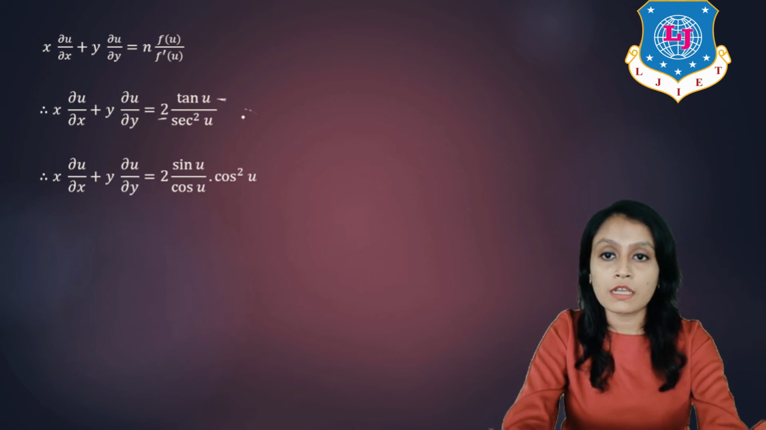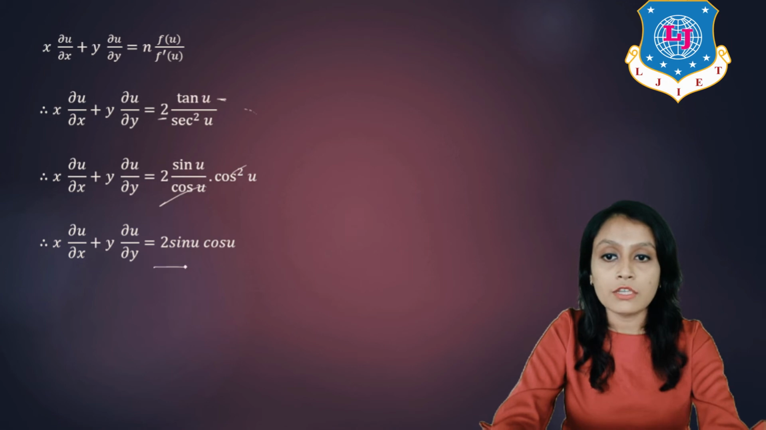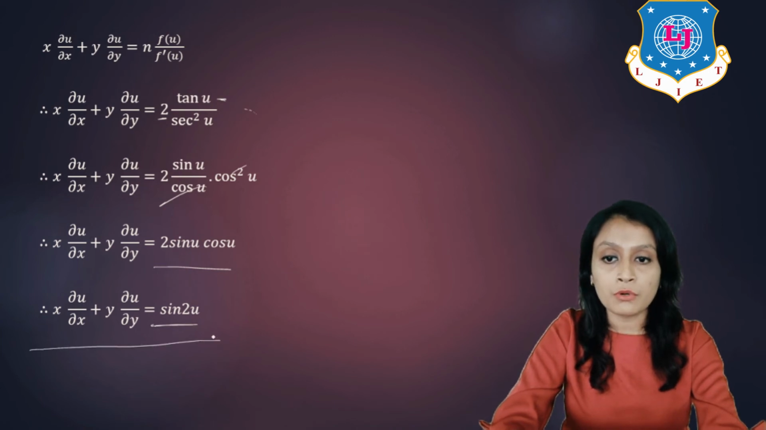So that cos square will come in numerator. So it is cos square u. One cos u will get cancelled. So what remains is 2 sine u cos u, and we know the formula, that is 2 sine theta cos theta is sine 2 theta. So here we have the answer as sine 2u. Okay, so this is what we want to prove.